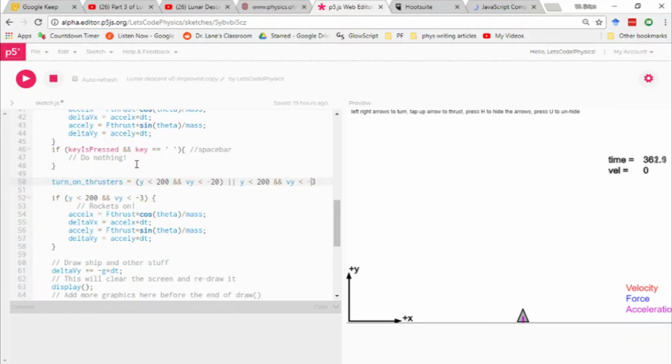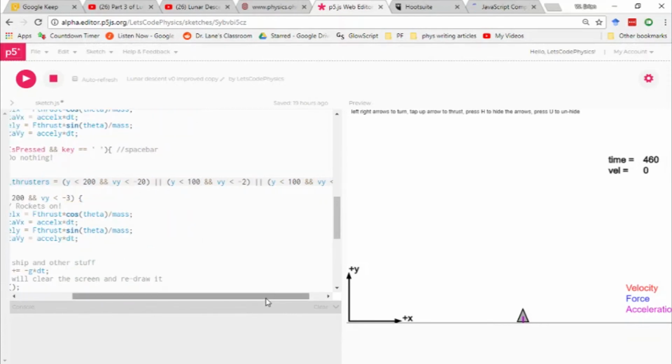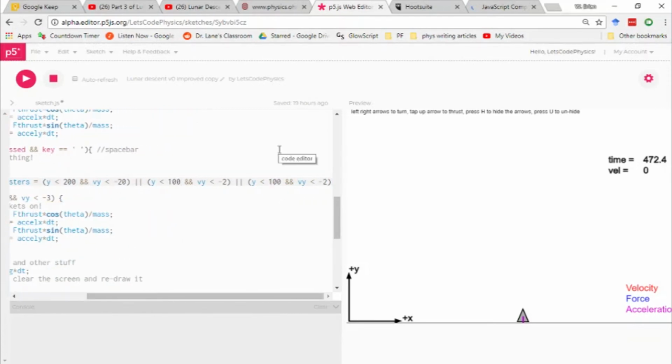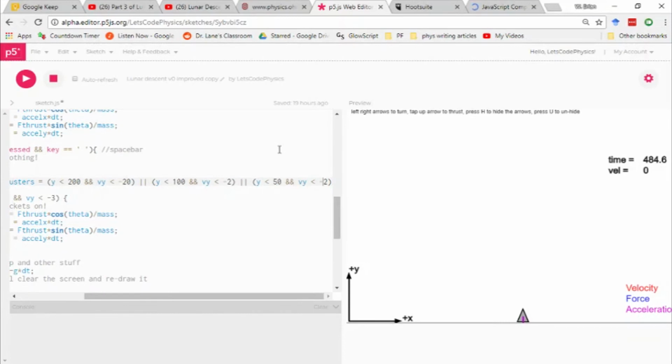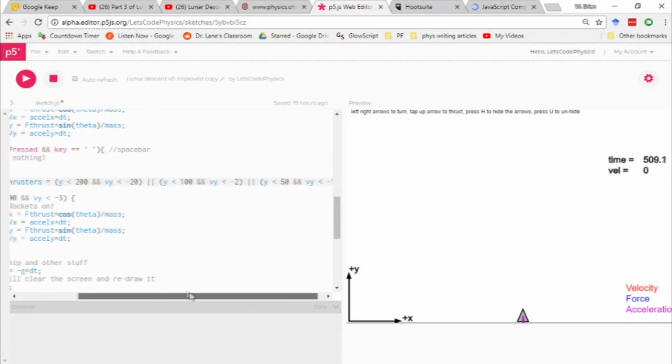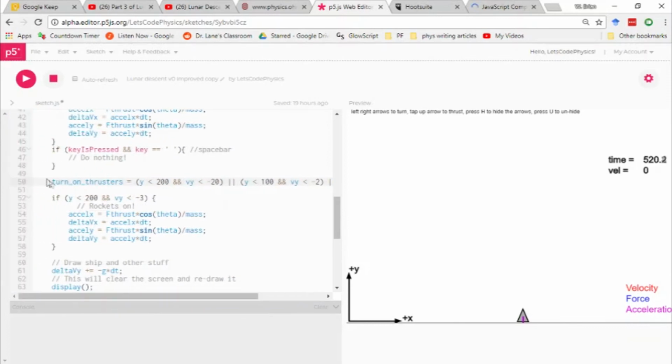Let's try a little adjustment here. So now I can make this lower. So if y is less than 100, and at 100 I need this to be a little bit slower, so let's go down to 2. And then I need an OR. Copy, paste. Let's go down to 50 and say it's got to be less than 1 in terms of the speed. Okay.